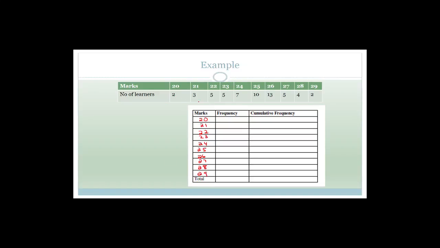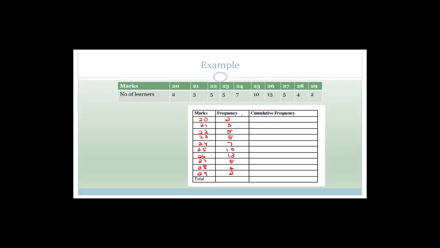The frequency for this is two people got 20, three got 21, five got 22, five got 23, seven got 24, 10 got 25, 13 got 26. As we said on the previous page, five, four, and two.